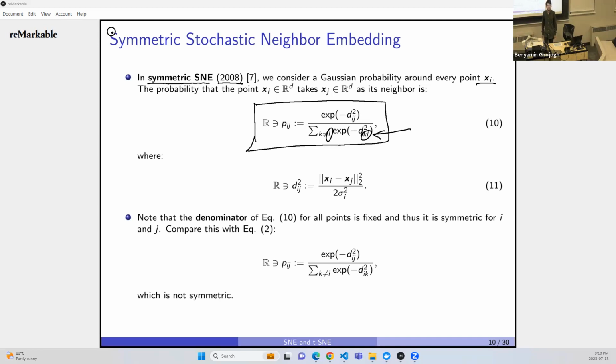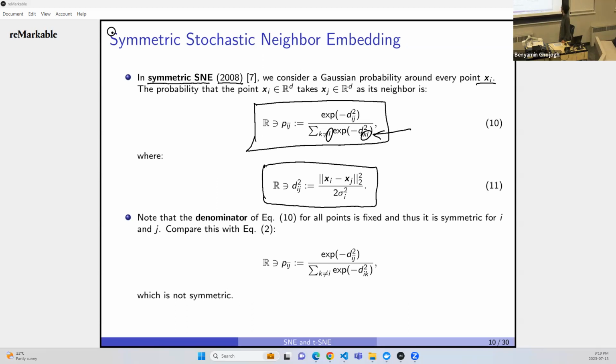Why do we do that? The problem in SNE was that it wasn't symmetric for Pij. So Pij was not equal to Pji. Here, Pij becomes symmetric. Do you agree? In SNE, since we had i in the denominator, Pij wouldn't be equal to Pji, because the denominator would differ. Although dij in SNE is also symmetric, the denominator would make a problem for us to be symmetric. So they changed that for Pij to become symmetric.